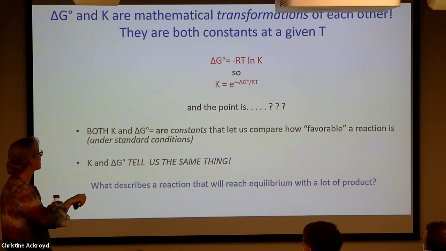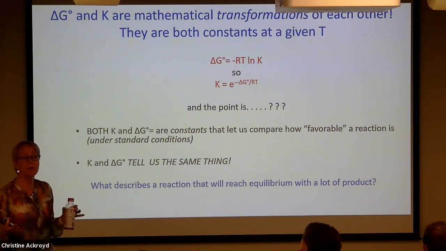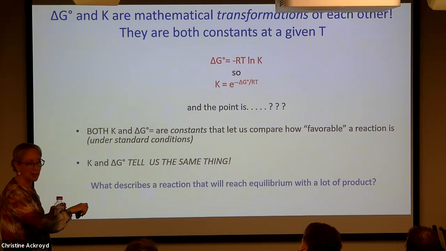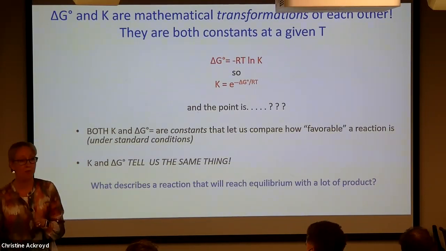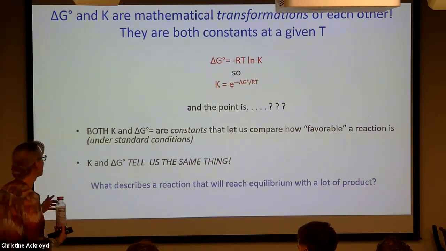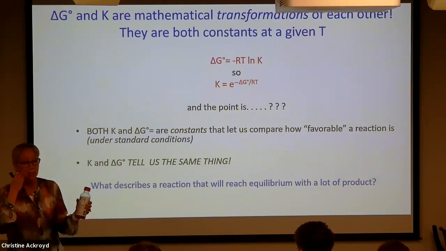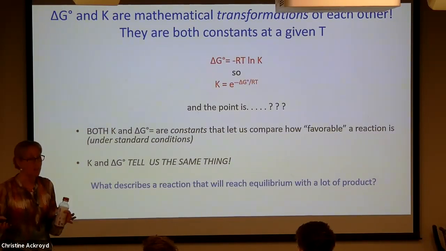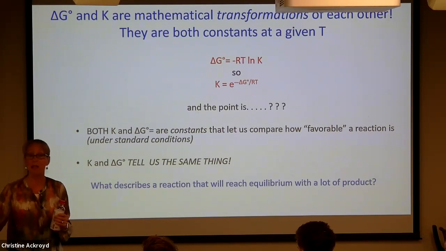Okay. So mathematically, this says when equilibrium lies to the right, K is large, natural log of K is going to be positive. What's the sign of delta G naught? Negative. When equilibrium lies to the left, what will your K value be? Small. So your natural log of K will be negative. So what will the sign of your delta G naught be? Positive. Okay. So a reaction that reaches equilibrium with a lot of product is going to have a large K value and a negative delta G naught value. A reaction that reaches equilibrium with not very much product and mostly starting material will have a K value less than 1 and a delta G naught value that is positive.